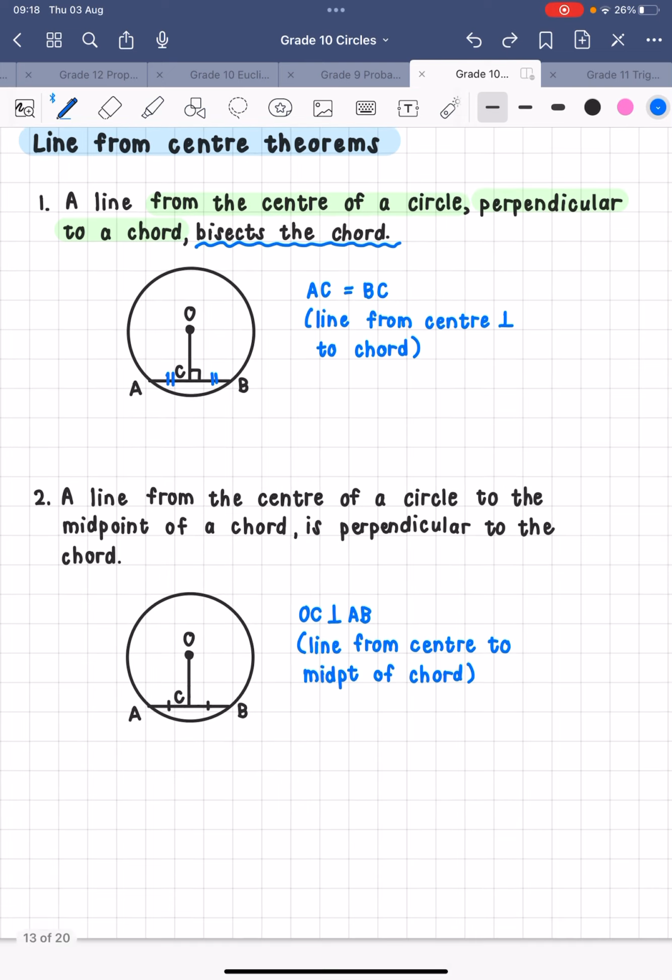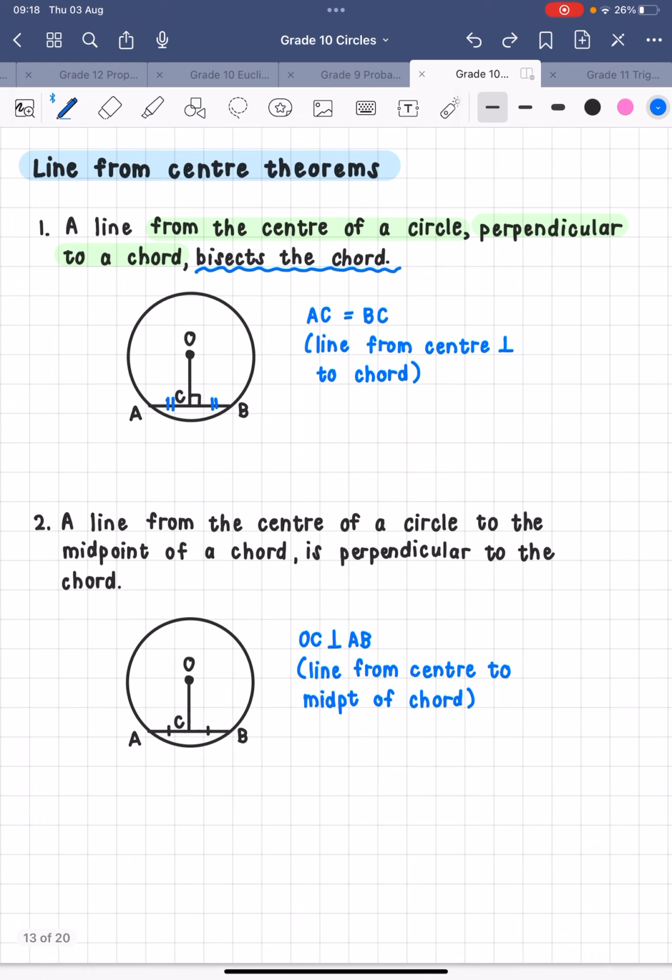Now guys, the second one is saying just the opposite. If you again have a line from the center of a circle, but now it's going to the midpoint of a chord, so they are telling us that this line bisects the chord, then what happens? It is also perpendicular. So it's just the opposite of the previous one.